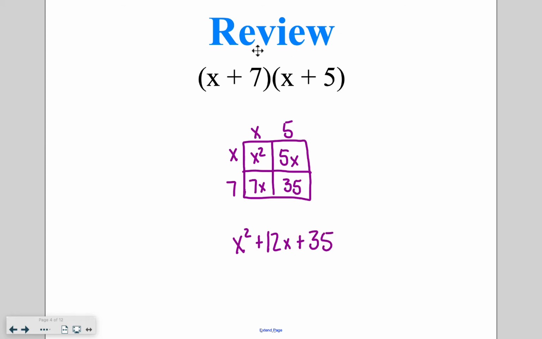So in the first part of the chapter, we were given the binomials, and we multiplied to get to this trinomial answer. Now we are going to be given this trinomial, and we're going to be unpackaging the box in order to get the two binomial answers. So we're going to be working back up to this original part.